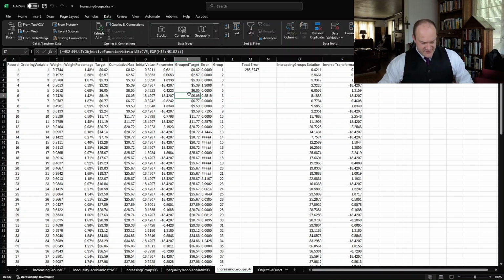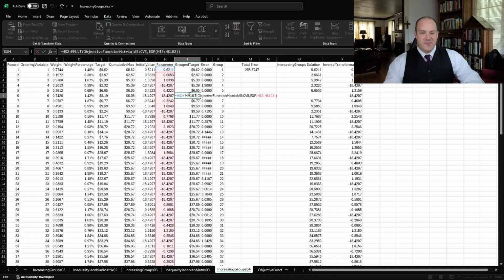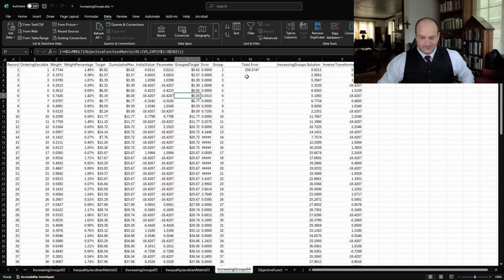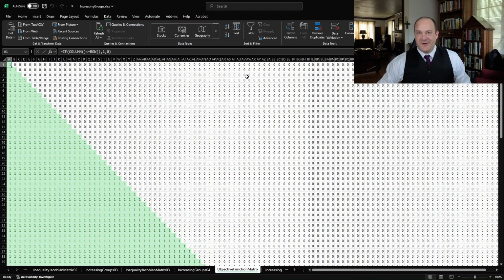How is this defined? Well, look here, we've got what's going on in here. Again, we've got our good friend matrix multiplication. What's being multiplied? Clearly column H here is being multiplied by some matrix. What is that? The answer is right here.